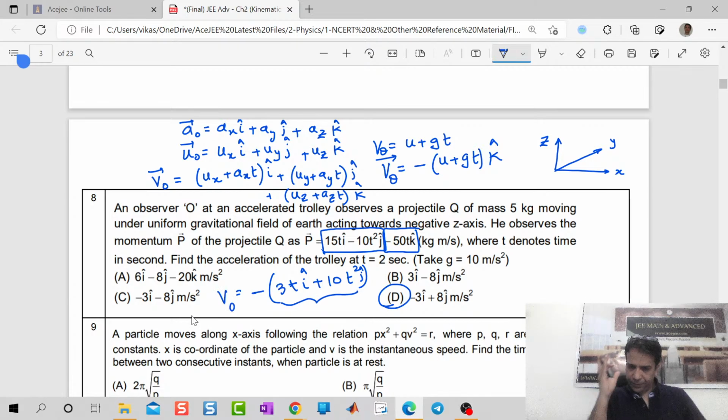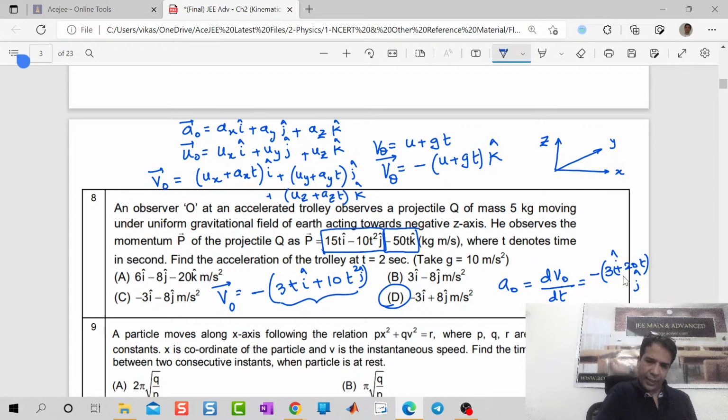I think that's how you're approaching it. So what you did is you said, okay, let me find the acceleration. Acceleration is dv0 by dt, which is equal to minus 3 I cap plus 20t j cap. So should it be 2t square j?